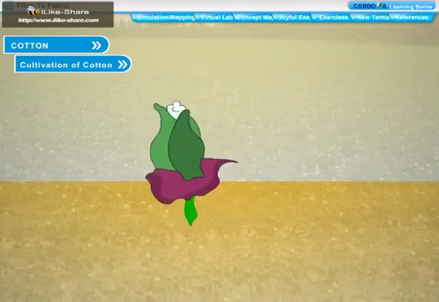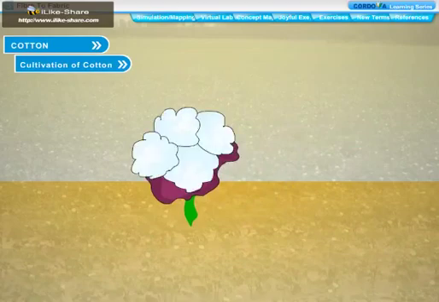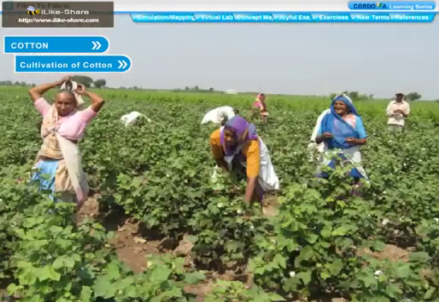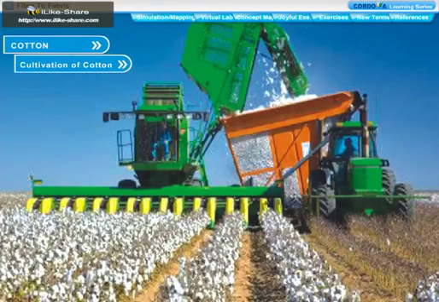After maturation, the cotton balls burst open and the seeds covered with cotton fibers can be seen. The heat of the sun dries these fibers, turning them fluffy and as white as snow. During this time, the cotton field looks like a field covered with snow. Now it is the time of harvesting. Cotton crop is mostly hand-picked. Nowadays, in big fields, machines are also used for cotton picking.